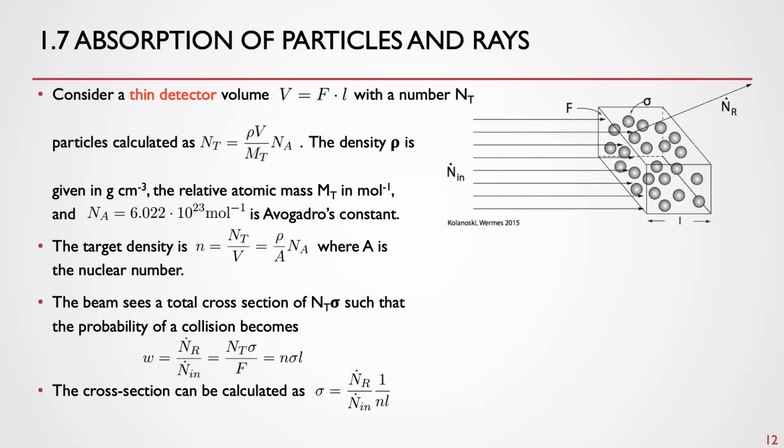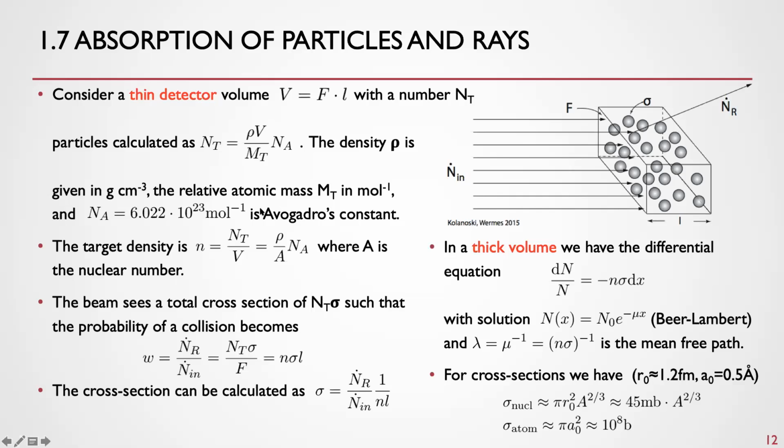Now, for a thin absorber, the cross section that the incident particle sees is just the particle number times the cross section the particle sees. That's the definition of thin.